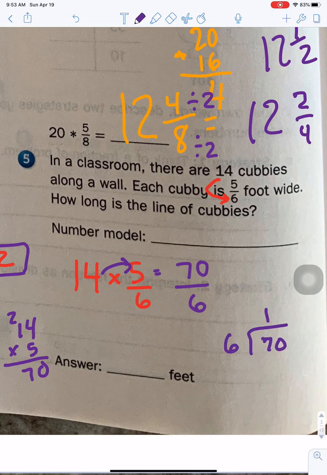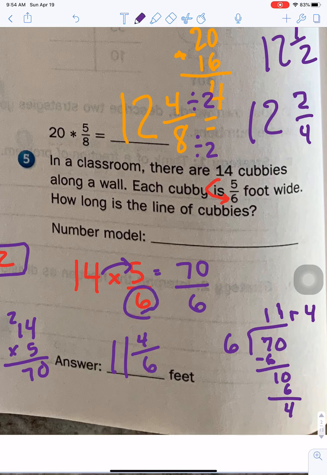70 divided by 6 would be 1, 10, and that would be 6 with 4 left over, so 11 remainder 4. So our answer is 11, and the remainder is going to be our numerator, and the denominator is going to be the same, 11 and 4/6, which we can reduce. Divide by 2, this would be 2, and 3, so 11 and 2/3.